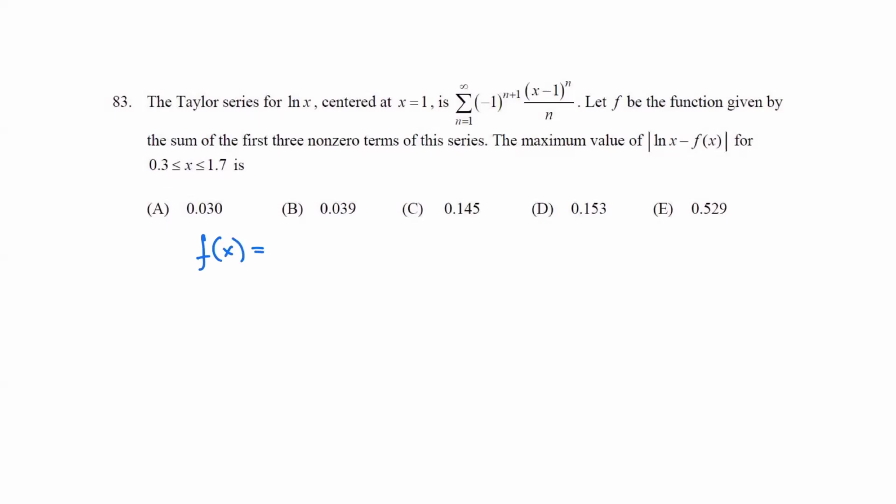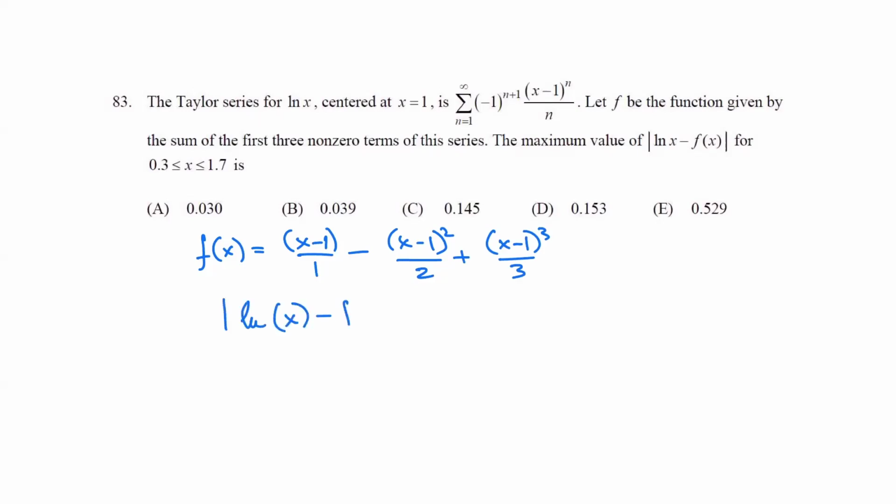is equal to the first term, which is (-1) squared, which is positive, times (x minus 1) over 1. Next element is negative (x minus 1) squared over 2. Next element plus (x minus 1) cubed over 3. So then we need to calculate the difference between ln x minus f of x.